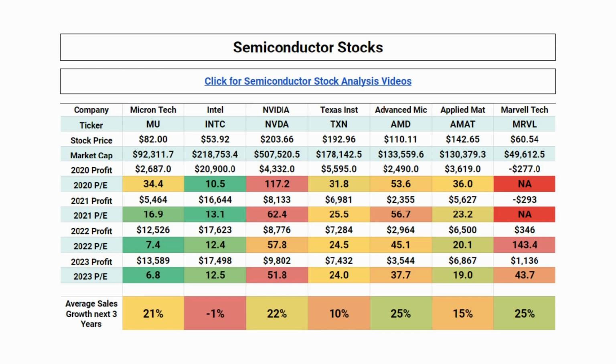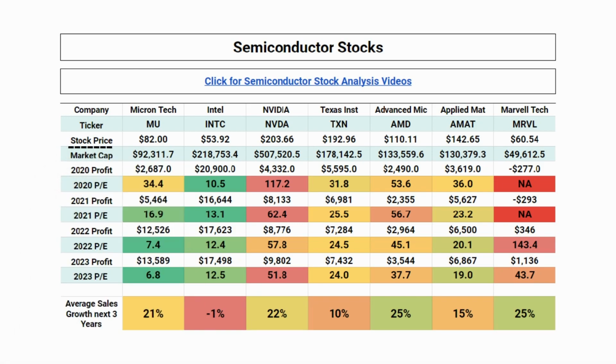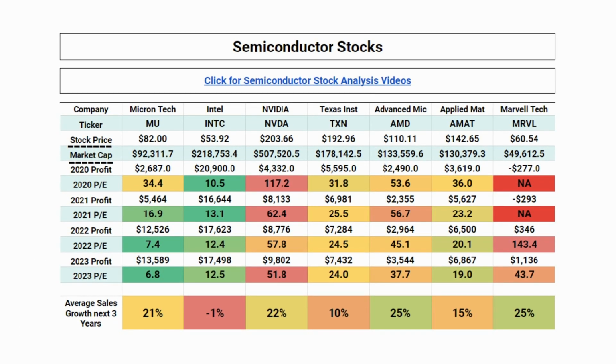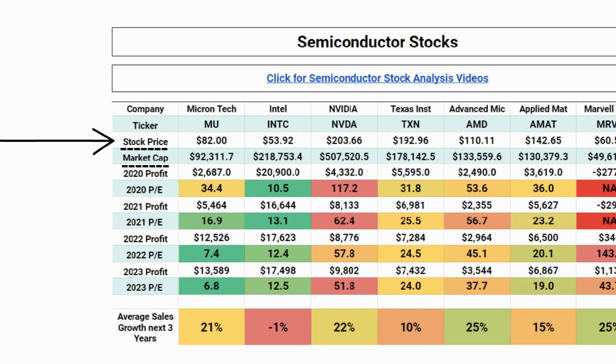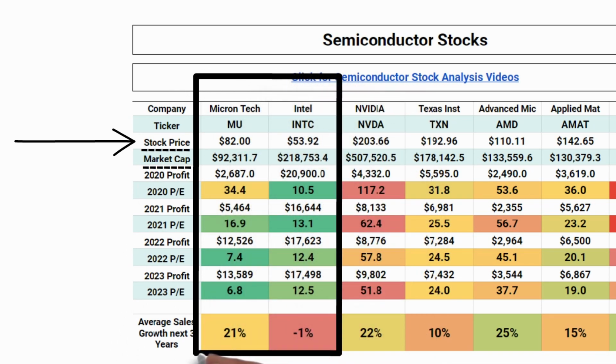Here I prepared a table where I listed 7 semiconductor makers: Micron, Intel, Nvidia, Texas Instruments, and so on. In the first 3 lines you see their stock price and market caps. Below, I listed their past and estimated earnings together. At a quick look, it is better to look for companies below 25 PE ratio, which is an average value for the stock market.